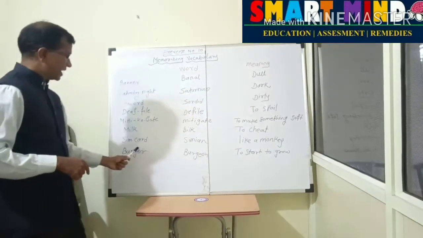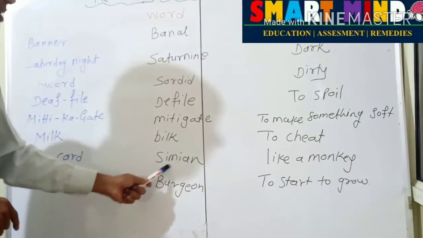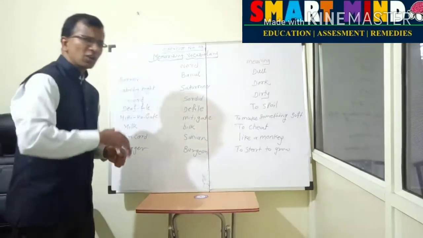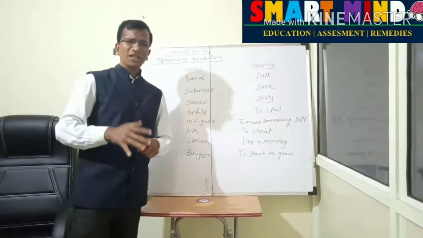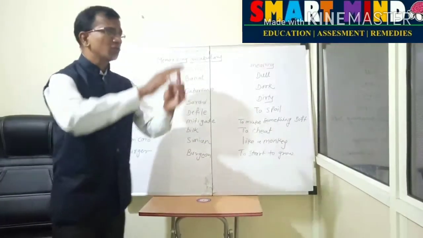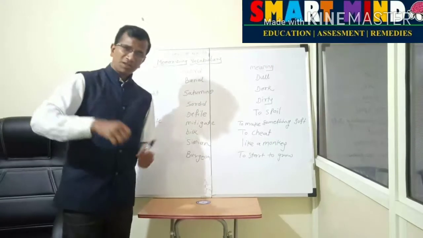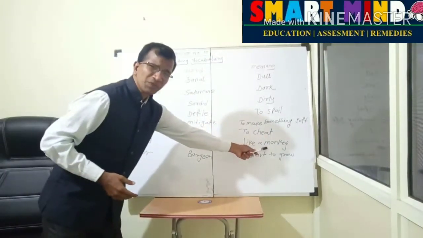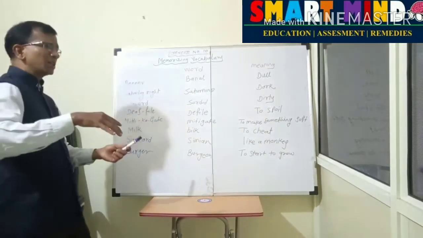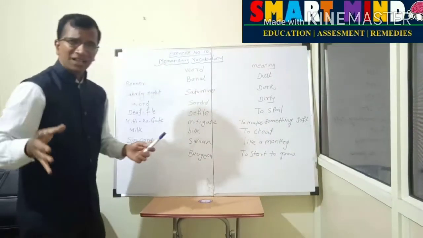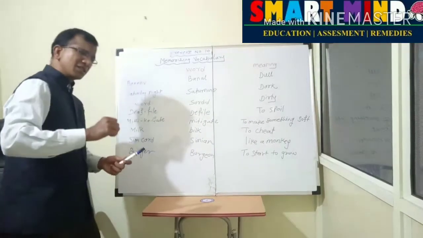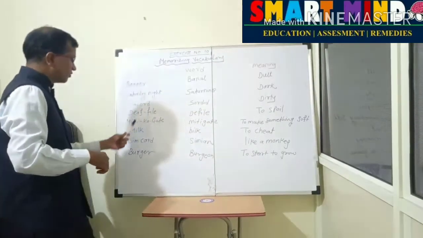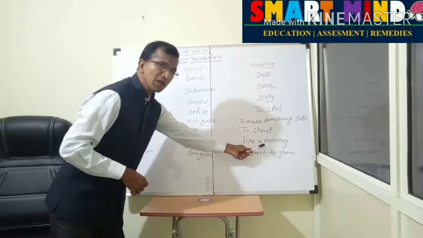Bilk word. Next, simian. Simian, SIM card. Now, one person in the marketing field is always going ahead. Daily you come across different agents. One person comes to your house with a SIM card and he looks like a monkey. Okay, most persons look like a monkey. So everybody sees him and starts laughing. So he is carrying a SIM card and looks like a monkey. What is that thing? Simian. Understood? You have to link SIM card with the monkey.